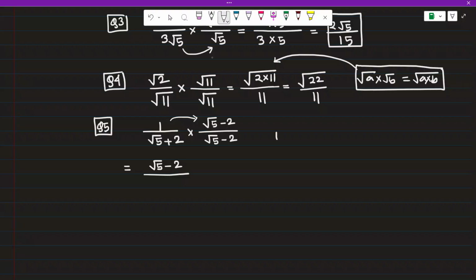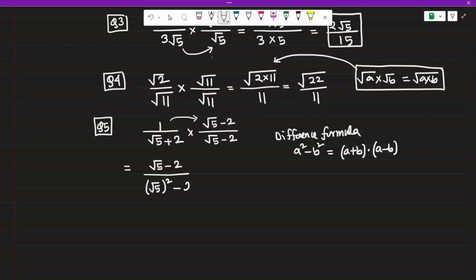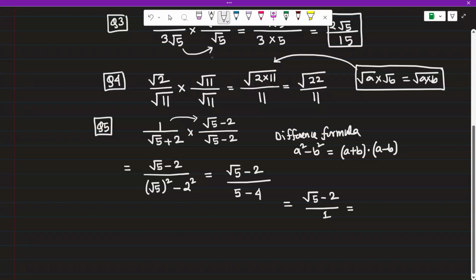To solve this, we use the difference formula, which is a square minus b square equals a plus b times a minus b. So you can write root 5 square minus 2 square, which is equivalent to root 5 minus 2 over root 5 square minus 2 square. We can write 5 minus 4, equivalent to root 5 minus 2 over 1. So root 5 minus 2, that's our final answer.